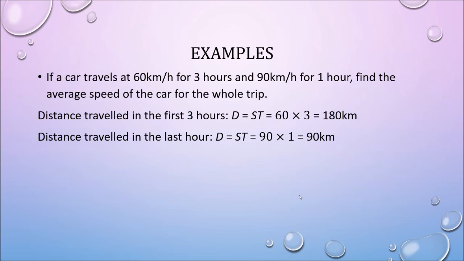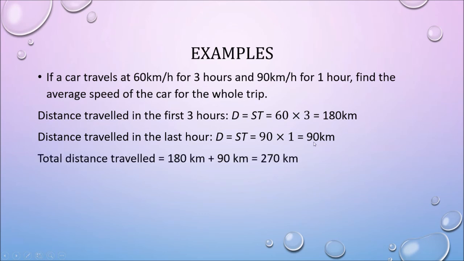Then we do our distance travelled in the last hour. So we'd have speed times our time. So we're travelling at 90 kilometres per hour, and that's for 1 hour. So we'd have 90 times 1, which gives us 90 kilometres. The total distance travelled will be 180 plus 90, which gives us 270 kilometres.